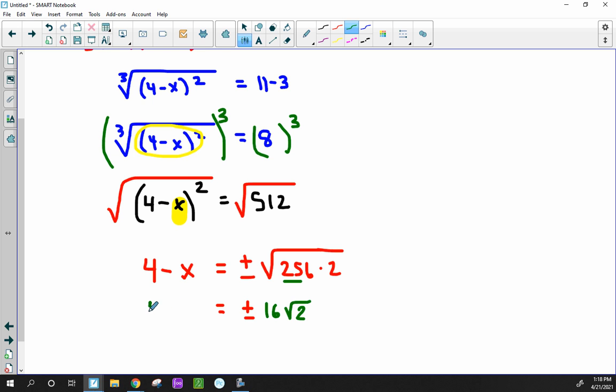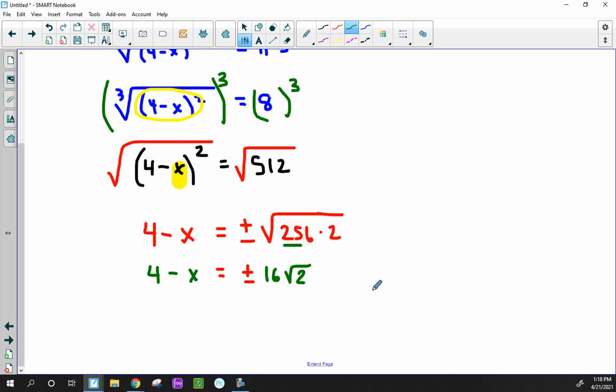Now, I still have this 4 minus x over here, and remember my goal the whole time is to solve for x. So the next step, the 4 is being added. Make sure you pay attention to the sign in front of it. That's going to need to be transposed. The negative is attached to the x, so it becomes, drop it down, negative x equals positive negative 16 radical 2 minus 4.